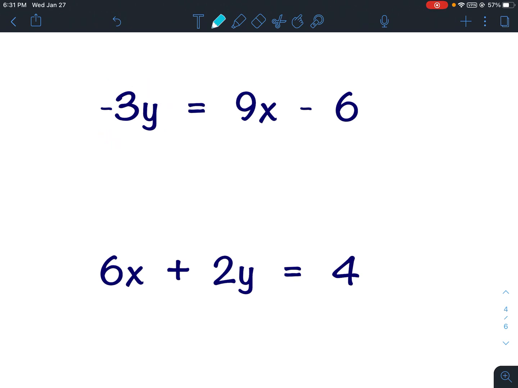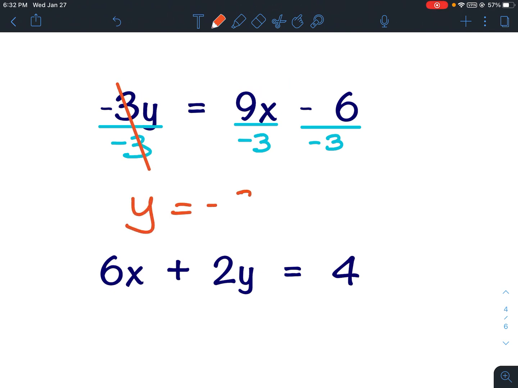Now, you don't always want to do this. You want to make sure whatever you're dividing by divides into these numbers. So is 9 divisible by -3? Yes. Is -6 divisible by -3? Yes. So I'm going to solve both of these by dividing by -3. So I can cancel that, and I would get y equals -3x plus 2.